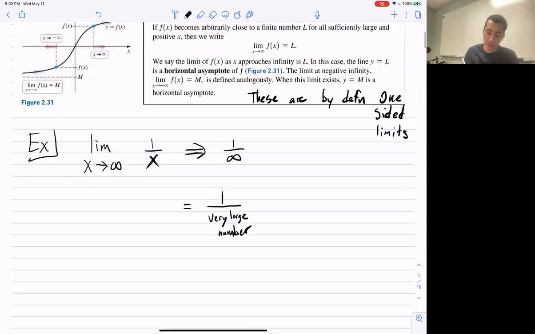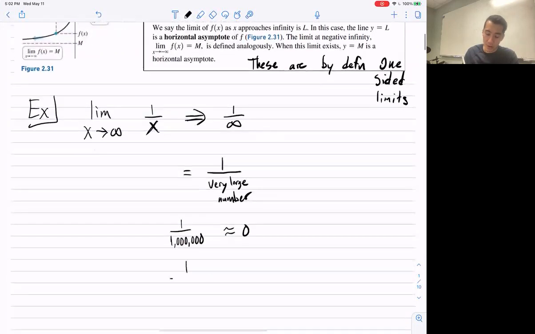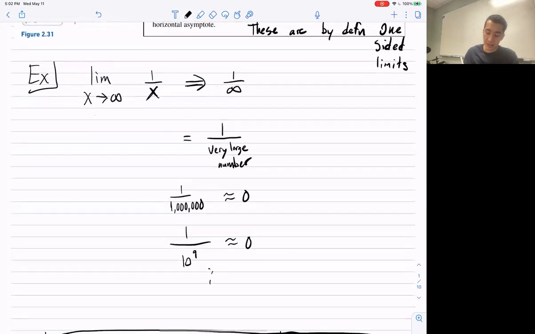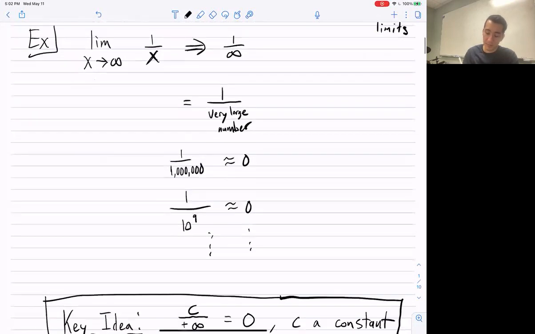So like maybe 1 over a million. That's really small, right? That's pretty close to 0. And then if you do 1 over a billion, so 10 to the 9th or something, that's even closer to 0. They get closer and closer to 0. And so 1 over infinity actually equals 0.